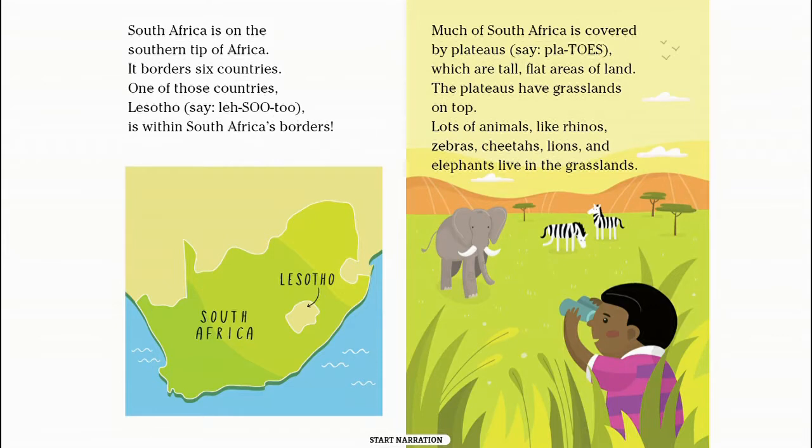Much of South Africa is covered by plateaus. Plateaus are tall, flat areas of land. Big, open spaces of flat land. The plateaus have grasslands on top. Lots of animals like rhinos and zebras, cheetahs, lions, and even elephants live in the grasslands. What animals do you see right now in the grasslands? Elephants and 2 zebras.